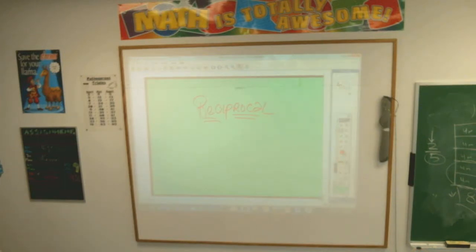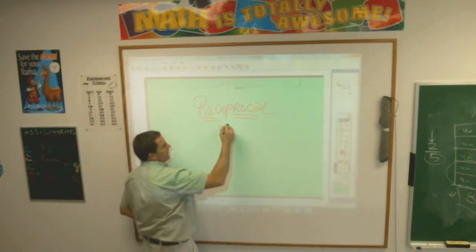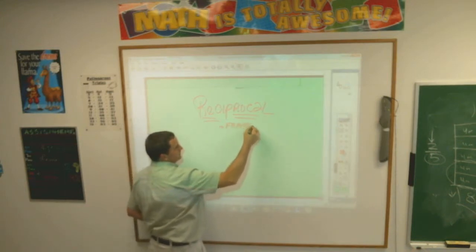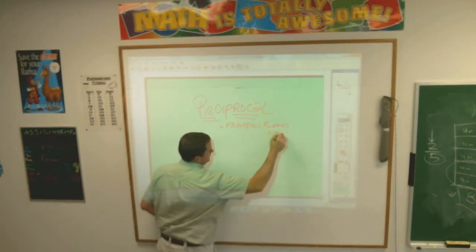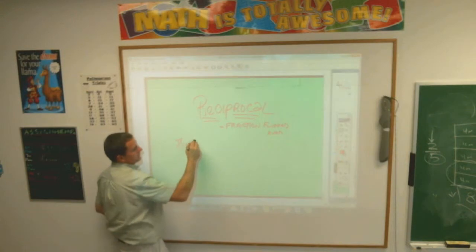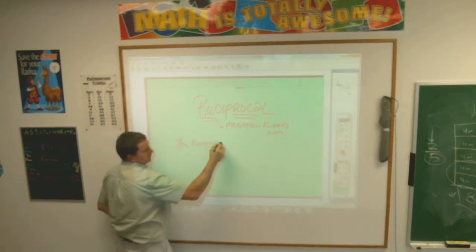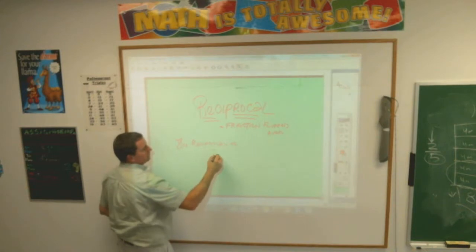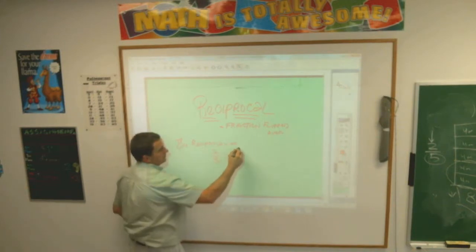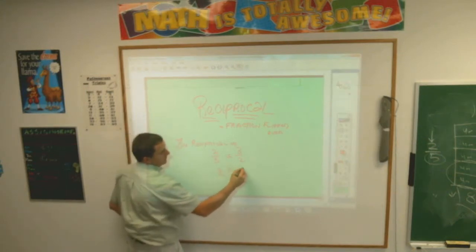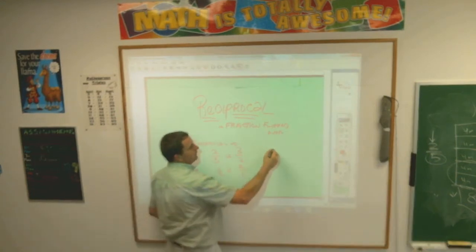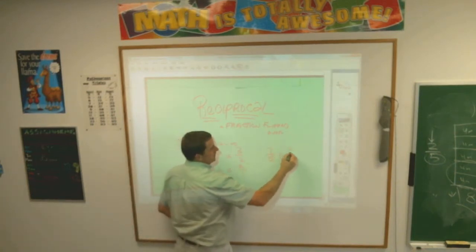Reciprocal. I'll just tell you what it is and then we'll talk about what it does and what good it is. A reciprocal is nothing more than a fraction flipped over. In other words, the reciprocal of 2/3 is 3/2. The reciprocal of 1/2 is 2/1. The reciprocal of 7/8 is 8/7.